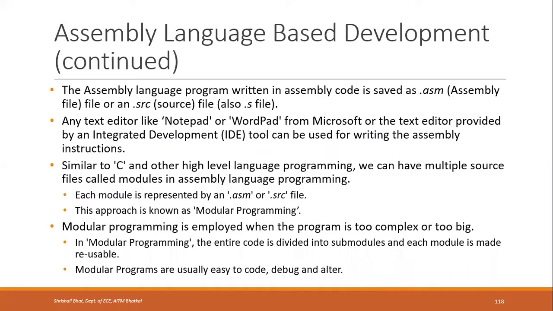So an assembly language program written in assembly code is normally saved as .asm, .asm for assembly file, or you can also use .src or .s, okay, as extensions for source files or assembly files.